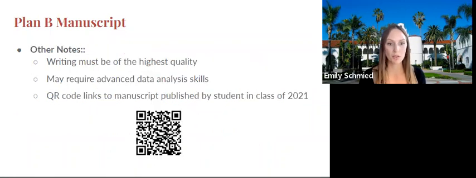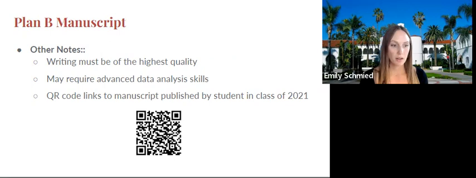Some other notes about the manuscript. The writing must be of the highest quality, arguably the highest quality of all the ILE options, because it should be publication worthy. And there will be subsequent videos about what this actually means. You may be required to do advanced analysis, whether that's qualitative or quantitative.